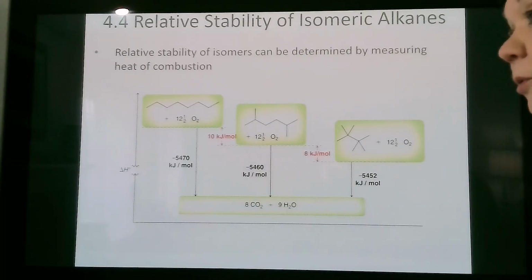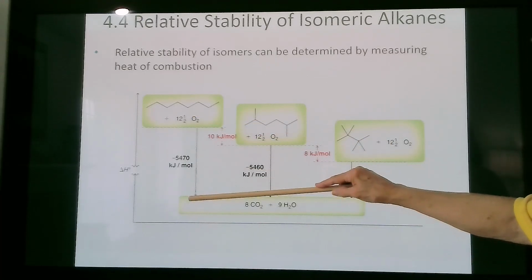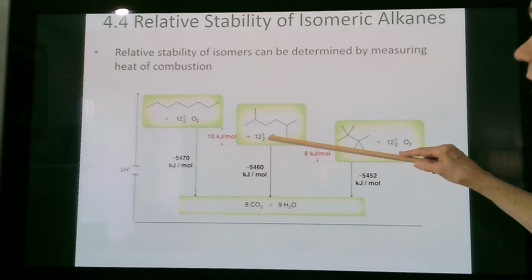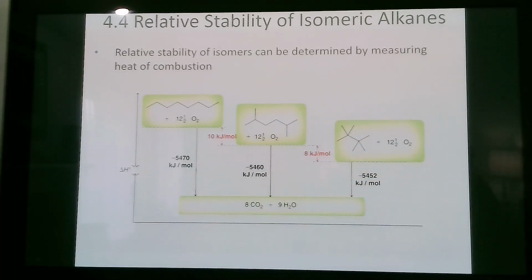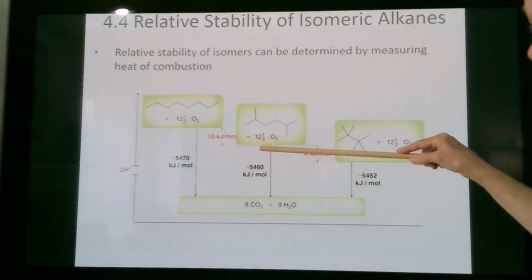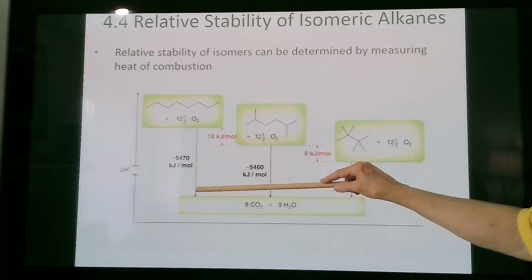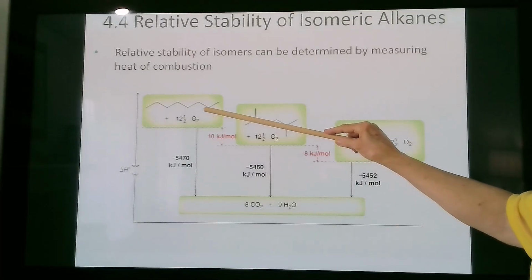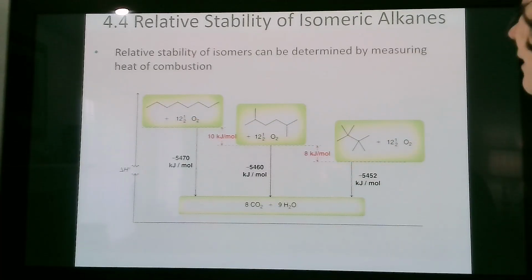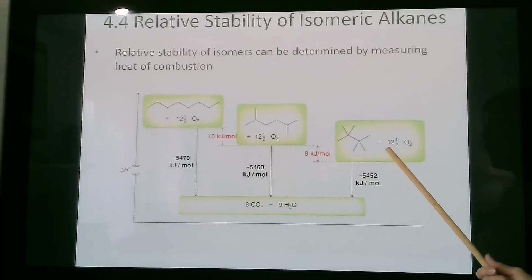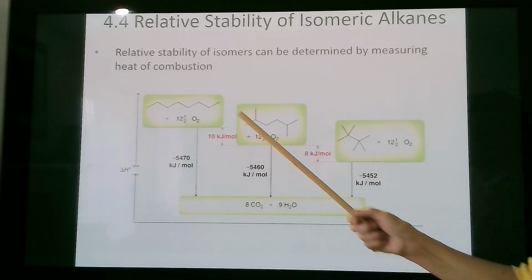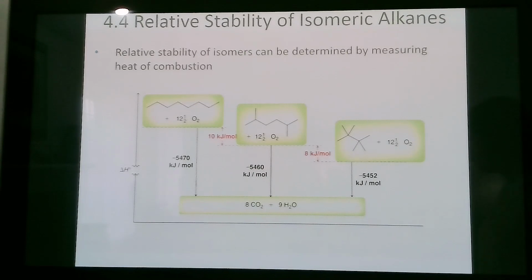And so in separate reactions, it's possible to measure the amount of heat given off when each of these is oxidized or burned separately. And so this one gives off the most energy. And so then you know that this one had a higher energy to start with. And this one, the branched one, has the lowest energy. So that tells you that the branched alkanes are lower in energy than the straight chain alkanes. So branching decreases the energy of a compound generally.